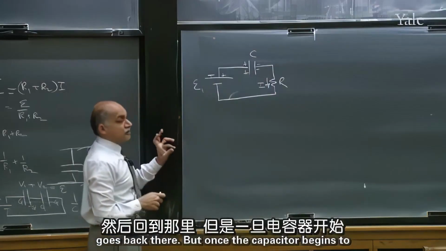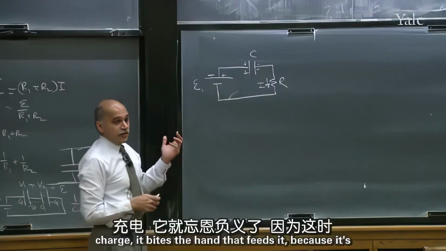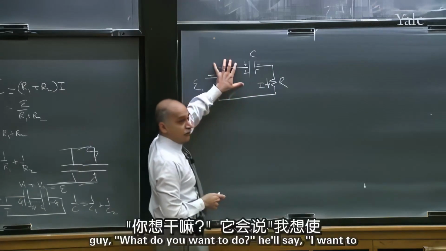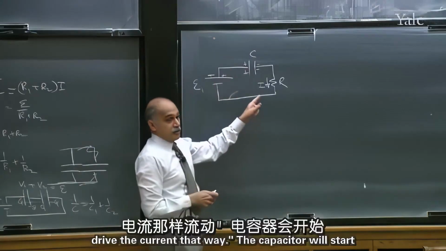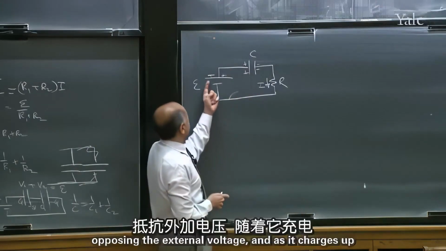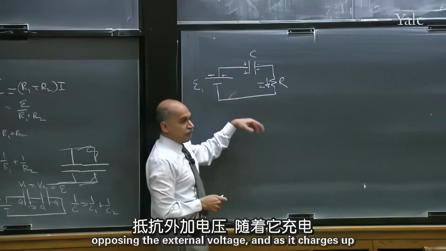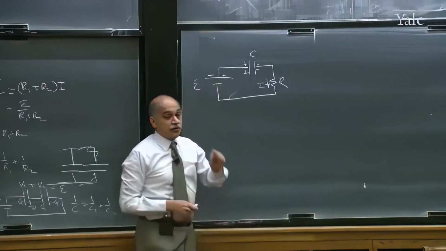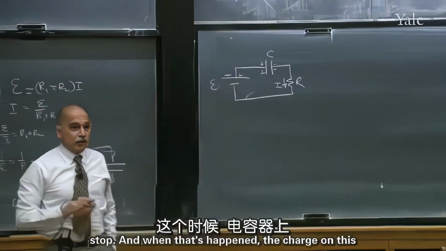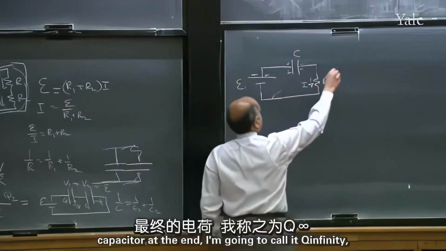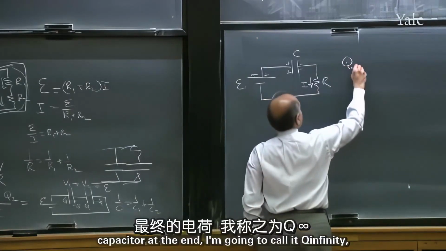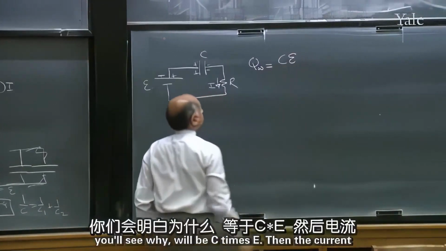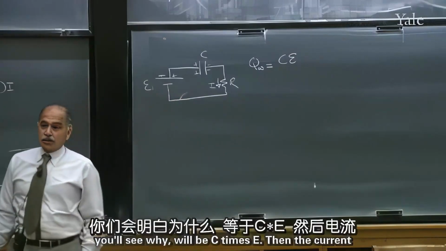But once the capacitor begins to charge, it bites the hand that feeds it, because it's then trying to drive its own current. If you ask this guy, what do you want to do? He'll say, I want to drive the current that way. So the capacitor will start opposing the external voltage. And as it charges up more and more and more, eventually its voltage will equal the applied voltage, and then the current will stop. And when that's happened, the charge on this capacitor at the end, I'm going to call it Q infinity, you will see why, will be C times E. Then the current will stop.